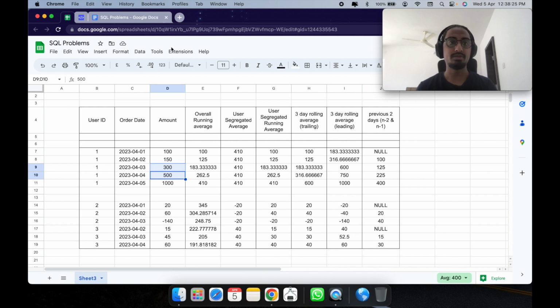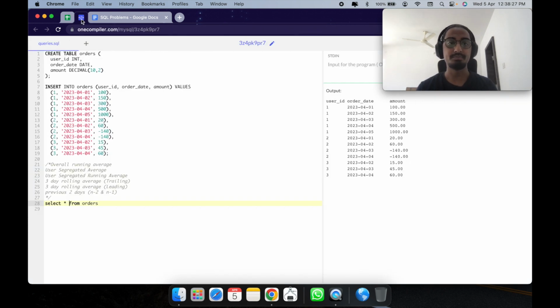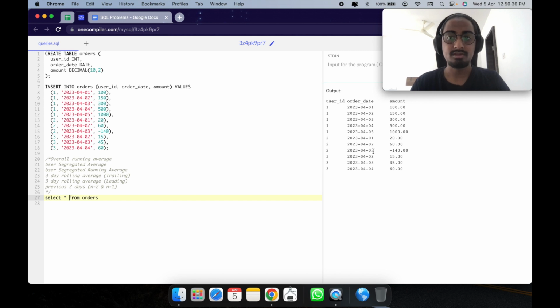So let's go to the query console and run the query. So yes, we have the data here. Let's start writing the query. The first one being overall running average. So let me just get the metrics down here first. User ID, order date, amount. So yeah, it's working. So let's align this. Okay. Now we'll have to find the overall running average.